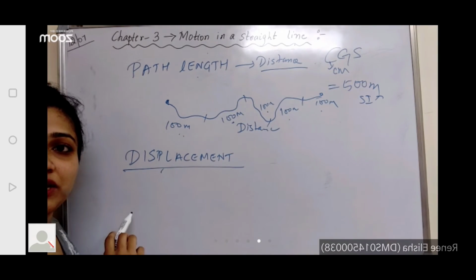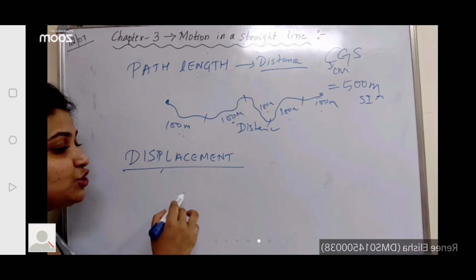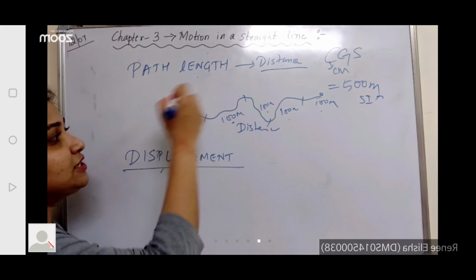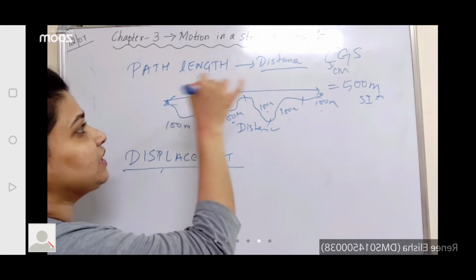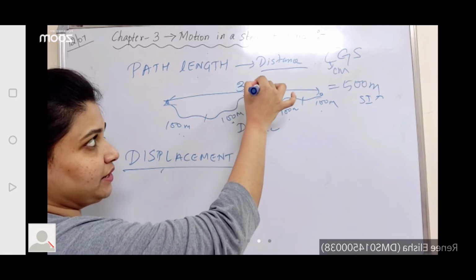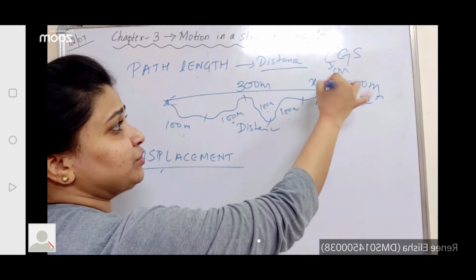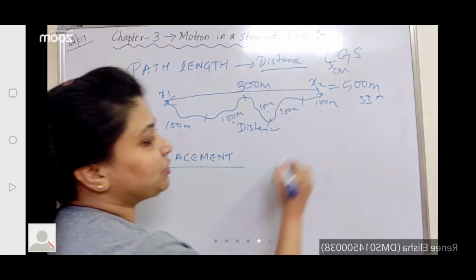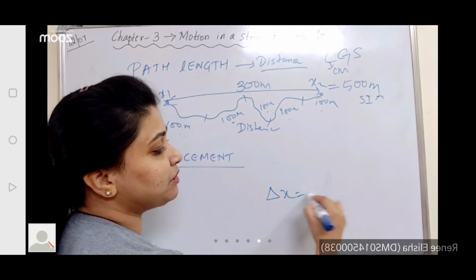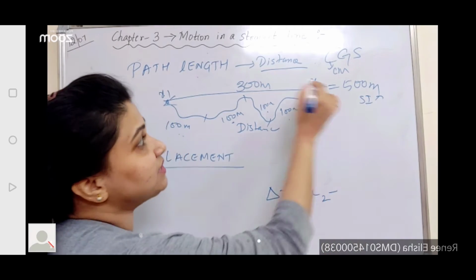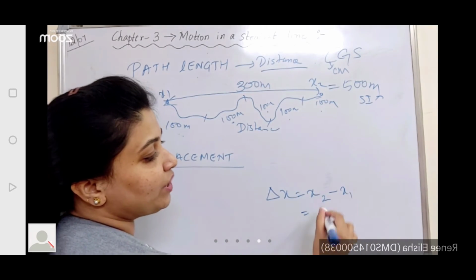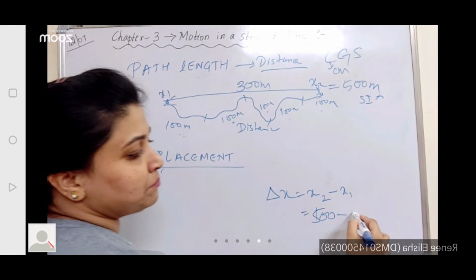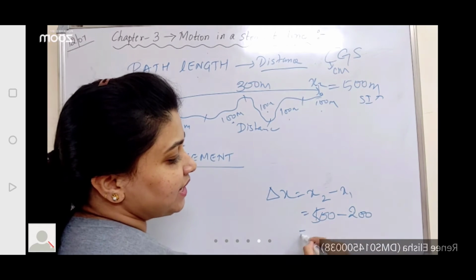Now, what is displacement, children? Displacement is nothing but the shortest distance that is covered by the object. Suppose I'm taking the same example, but from here to here, instead of 500, it is just 300. If this is x2, the final position, and this is x1, the initial position, then displacement is delta x, which is the final position x2 minus the initial position x1. So if here it is 500, minus, if I started with some distance, suppose 200, then I get 300, right?